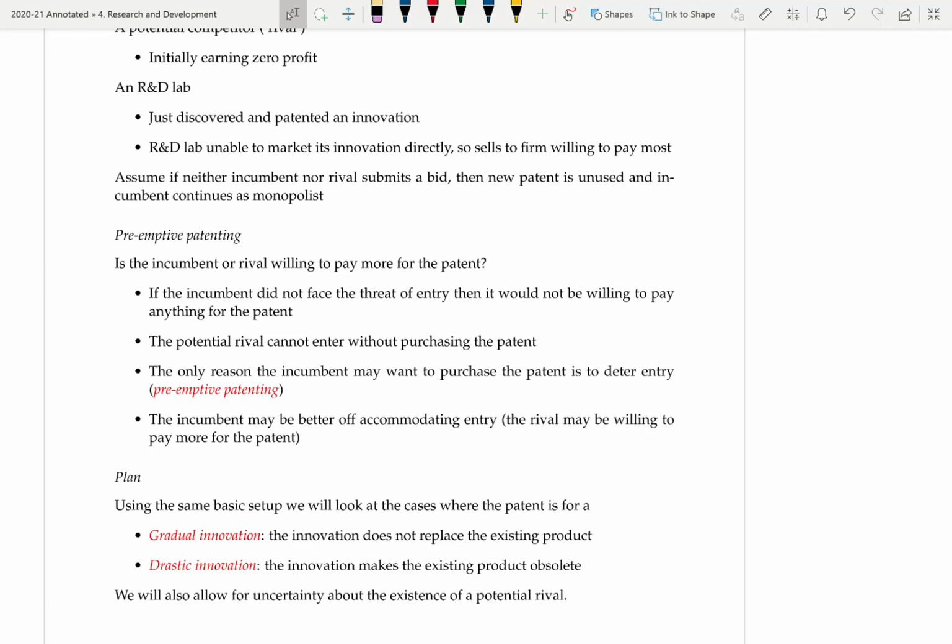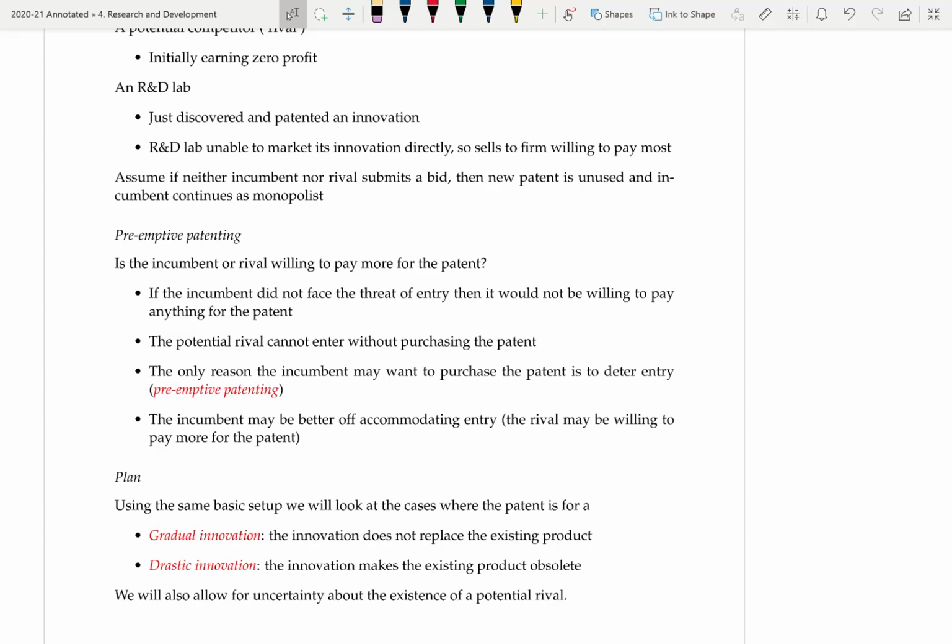On the other hand, the potential rival cannot enter the market without purchasing the patent. So the only reason in this model why the incumbent may want to purchase a patent is to deter the entry of a potential competitor. So this is called preemptive patenting. So the incumbent only innovates because it fears that a rival may otherwise enter the market.